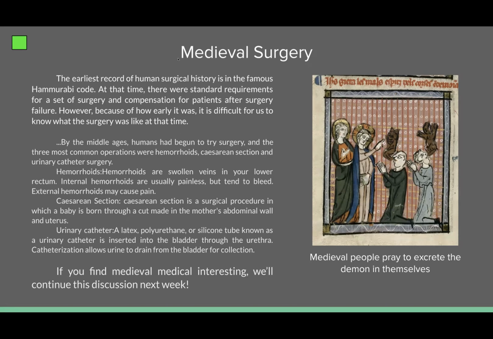And the third is the urinary catheter, made of latex or polyurethane. So you can simply understand these things as tools. They are known as urinary catheters. They're inserted into the bladder through the urethra, and catheterization allows urine to drain from the bladder for collection. So this is for those who have difficulty peeing. If you find medieval medicine interesting, we'll continue this discussion next week.